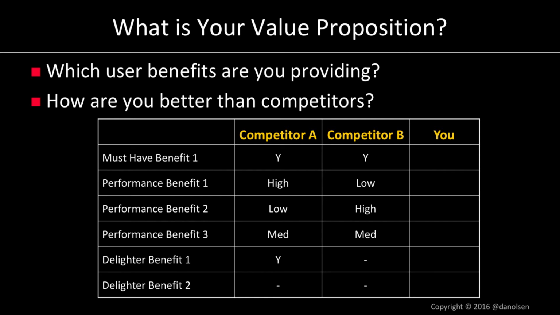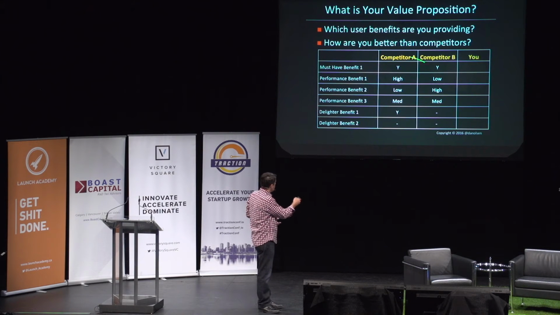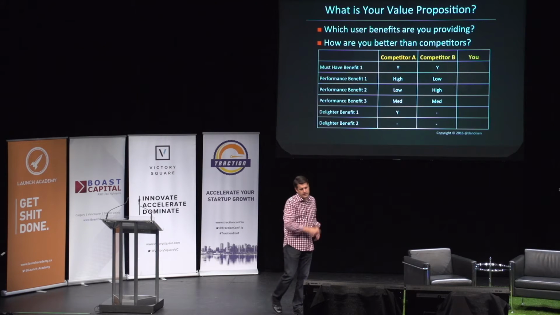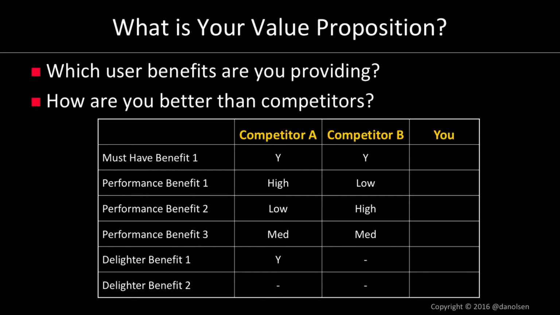So say we do this. Of course, they both have the must-haves. These guys are better at this performance benefit. B is better at this performance benefit. They're both so-so at this one, and this delighter benefit. These guys have a delighter benefit. With that backdrop, we're not going to fight everybody on every dimension. We can't afford to do that, right? And it also leads to not being differentiated. So given this backdrop, we basically decide to do this. We're going to have the must-haves, of course, basically.